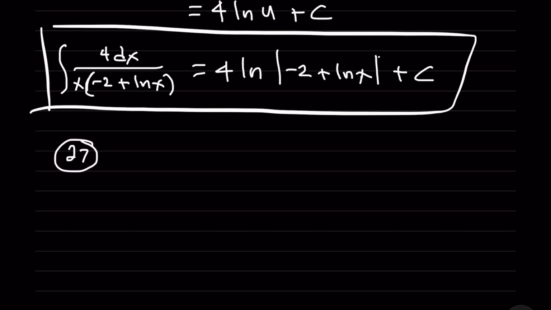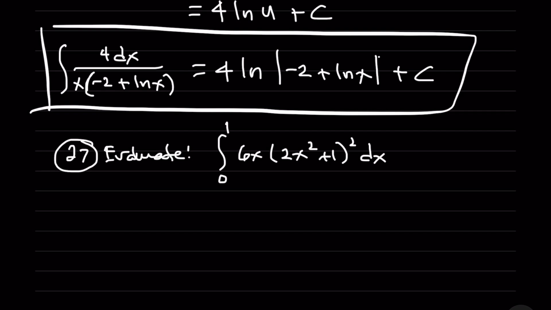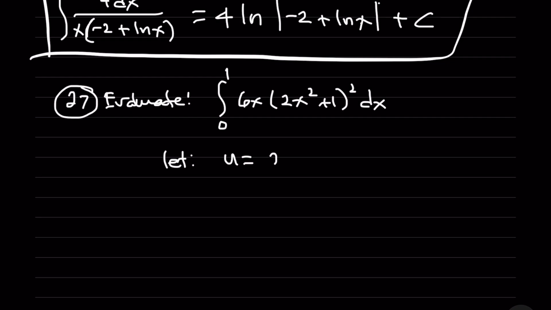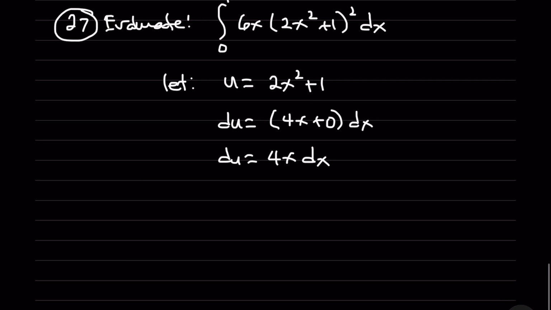Next, number 27. We have just 4 items left. Evaluate the integral of 6x times (2x squared plus 1) squared dx. This time, this is a definite integral evaluated from 0 to 1. So we let u be equal to 2x squared plus 1. du is equal to 4x dx. du is equal to 4 times x dx.